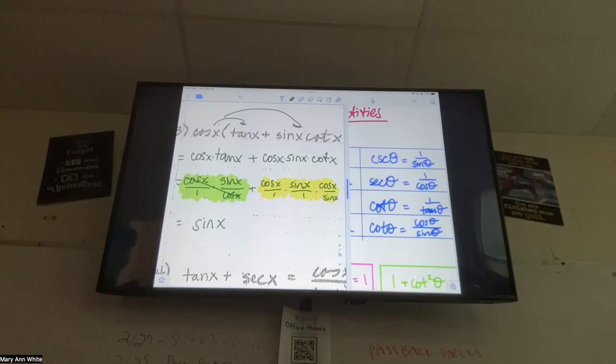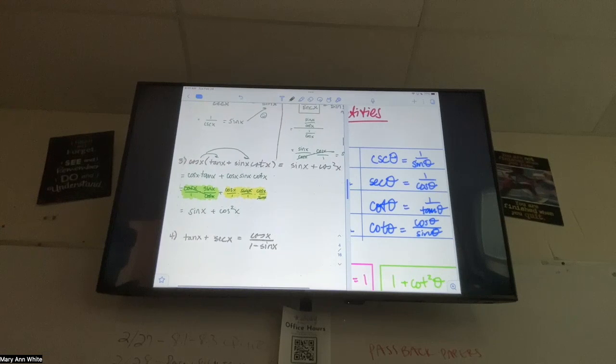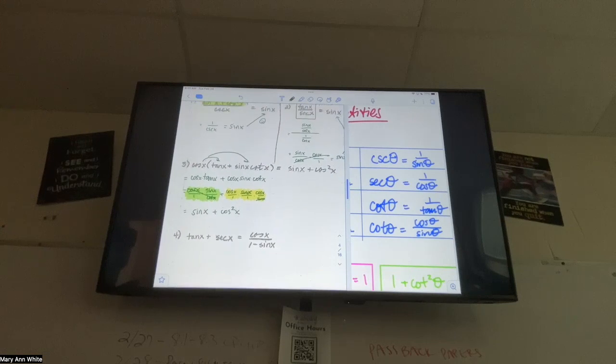And does anything cancel in the yellow? The sines. And what am I left with? Cosine squared. OMG, and what does that mean? We got the answer, we're done. We did it. You guys are rocking this. How do you feel? Feeling okay? All right, let's keep moving.